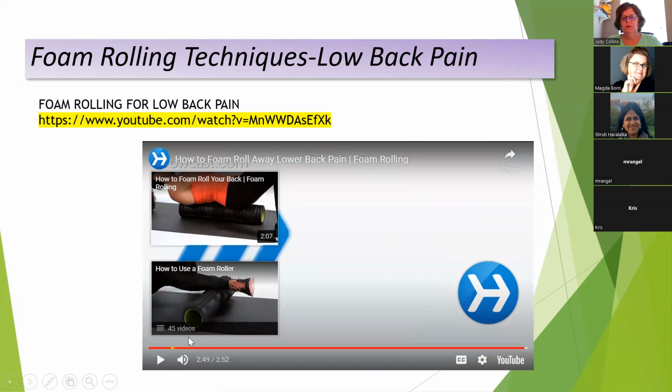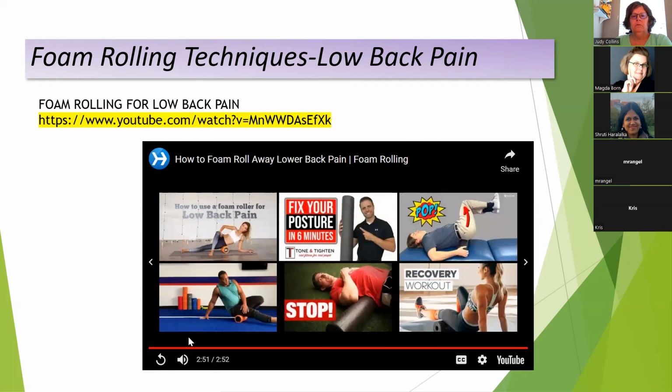So as you can see with this, you have to have pretty good mobility and upper body strength to be able to use those techniques.